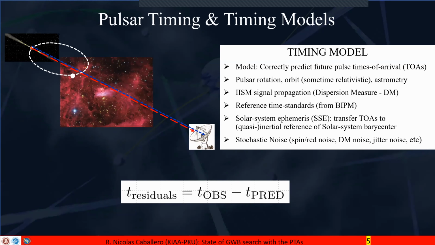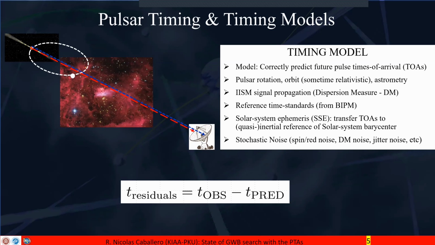And obviously, this model contains information on the pulsar rotation, the pulsar orbit if it's in a binary, which could be a relativistic binary, and the pulsar astrometry, but also we need to account for the signal propagation within the ionized interstellar medium, as the signal is broadband and gets dispersed, and so the signal will arrive differently at different frequencies. And we are very interested in the dispersion measure, which is the integrated electron content along the line of sight to the pulsar, of course.